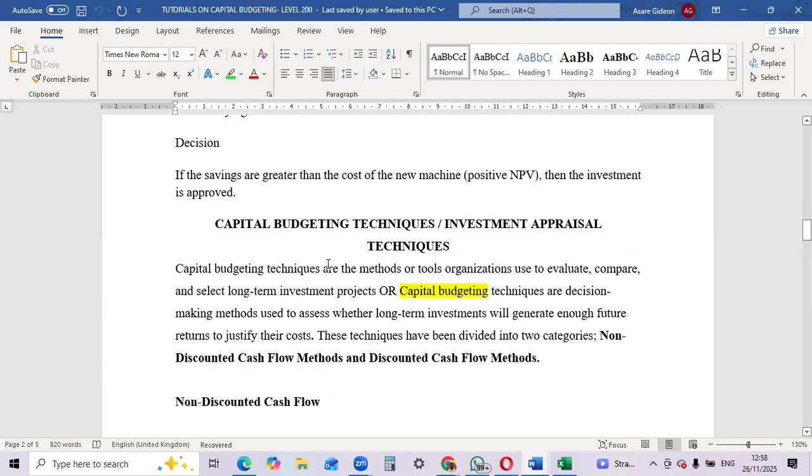Now, capital budgeting techniques or investment appraisal techniques, as I indicated. What are capital budgeting techniques? They are the methods or tools organizations use to evaluate, compare, and select long-term investments or projects. So basically, they are methods, tools, instruments. They are methodologies that organizations will deploy to evaluate, assess, and also compare and select a long-term investment project.